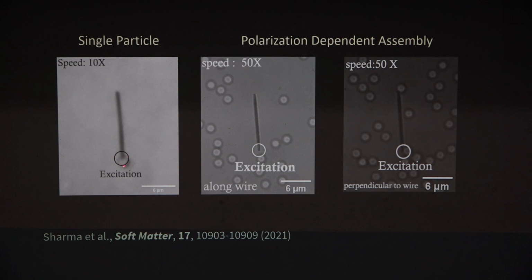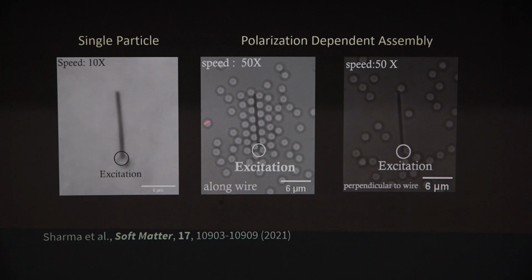Now, instead of only one single colloid, you can have this wire with excitation whose polarization is along the length of the wire, and compare that to polarization perpendicular. When the polarization is along the length of the wire, you start forming crystals. A very nice, exaggerated pattern emerges because there is an interference field, and this temperature gradient facilitates nucleation, so you can have crystals. Whereas if you go to the perpendicular polarization, you will see that this crystallization is not happening.